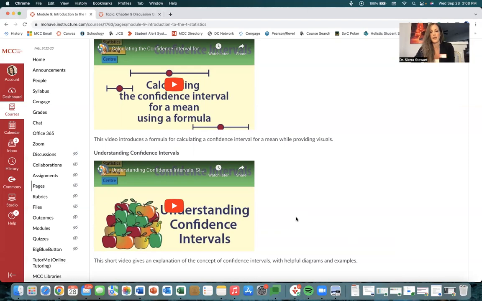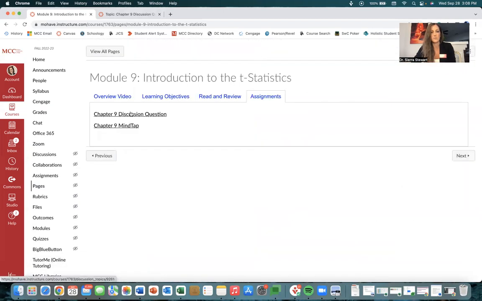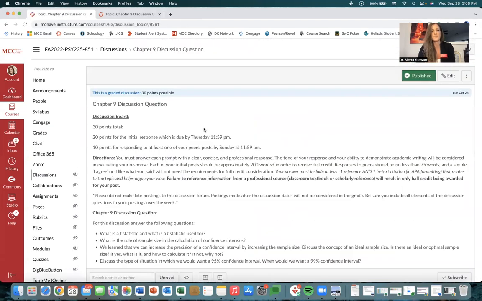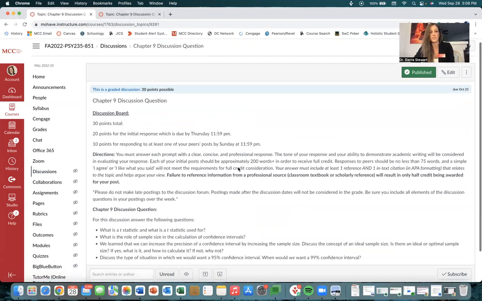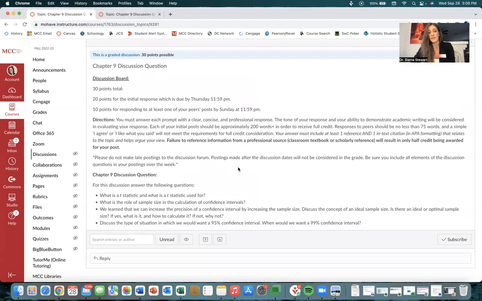So hopefully that'll be helpful when you look at your discussion question, which is the second thing that I want to go into. If you go to assignments and you click on your discussion, of course, you're going to reply by Thursday, respond to peers by Sunday. This one, you're going to be using at least one APA reference. For this discussion, I want you to explain what the T statistic is and what it's used for. Then you're going to answer the role of a sample size in the calculation of confidence intervals.